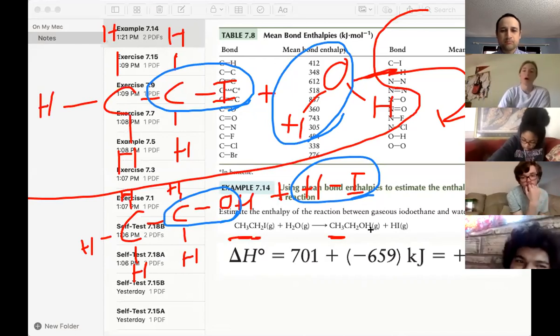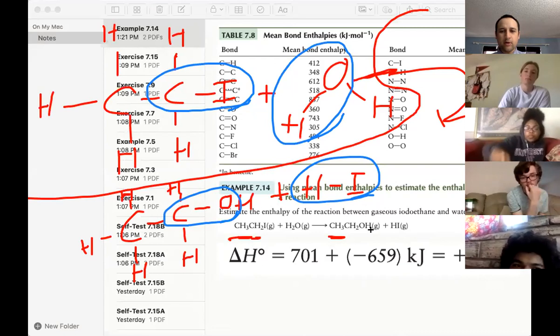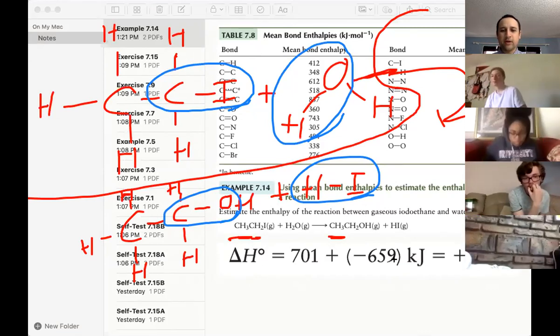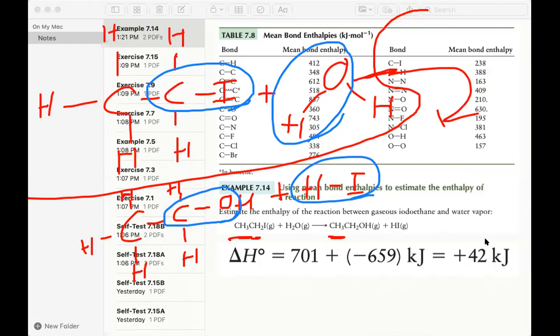Bond formation is exothermic, bond breaking is always endothermic, is what the book says here. So all bond enthalpies are positive because heat must be supplied to break a bond. Very chill. So all these numbers that we have in our table are positive because that's what's required to break the bond.